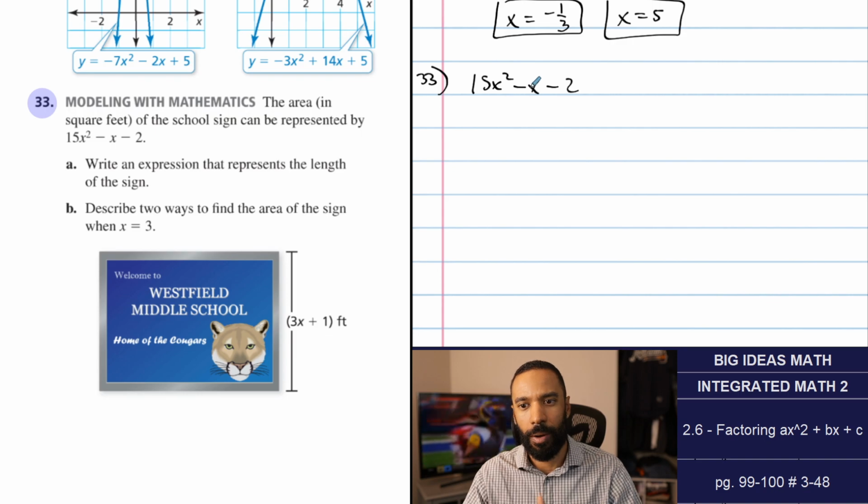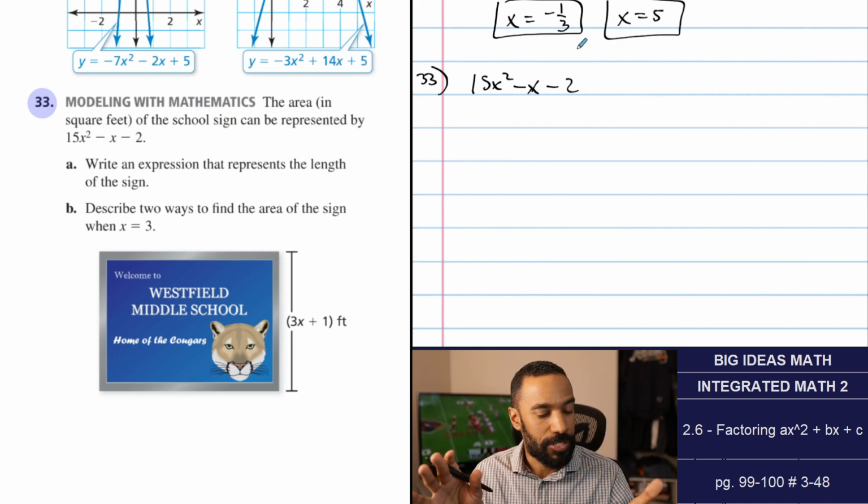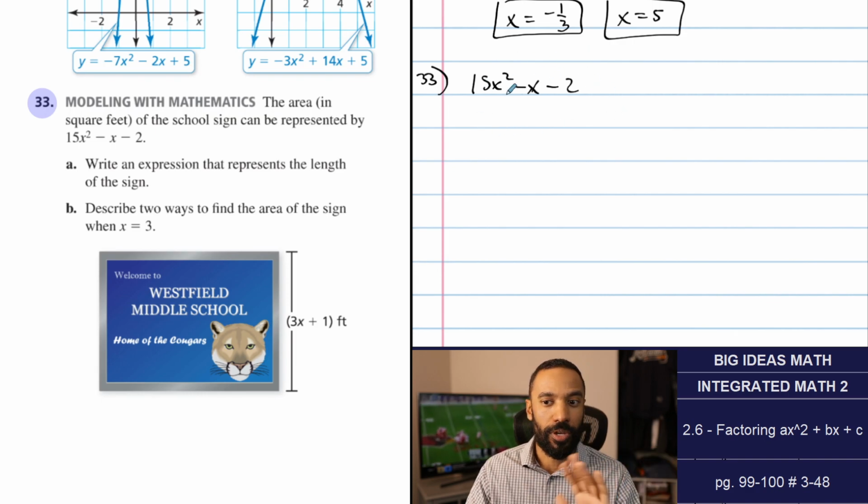Write an expression that represents the length of the sign. Now, they give us the 3x plus 1. Maybe it's as a courtesy. This is only factorable in one way if it's factorable. So let's go and factor it together.